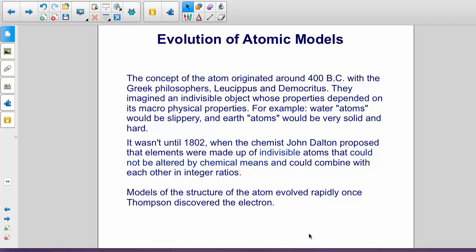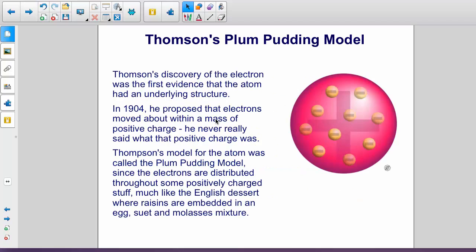Models of the structure of the atom evolved rapidly once Thomson discovered the electron. Thomson's discovery of the electron was the first evidence that the atom had an underlying structure. In 1904, he proposed that electrons moved about within a mass of positive charge. He never really said what that positive charge was.